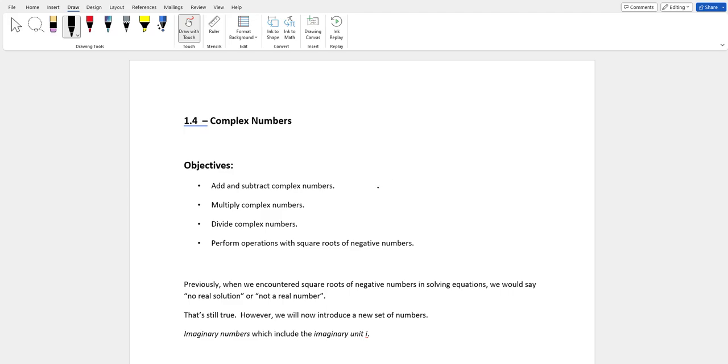In this video, I will talk about complex numbers. We will talk about how to add, subtract, multiply, and divide complex numbers and perform operations with square roots of negative numbers. Before, when we talked about square roots of negative numbers and solving equations, we would say that there was no real solution or not a real number. That is still true. However, we're going to introduce a new set of numbers, which will be called the imaginary numbers, and it would include an imaginary number called the letter i.